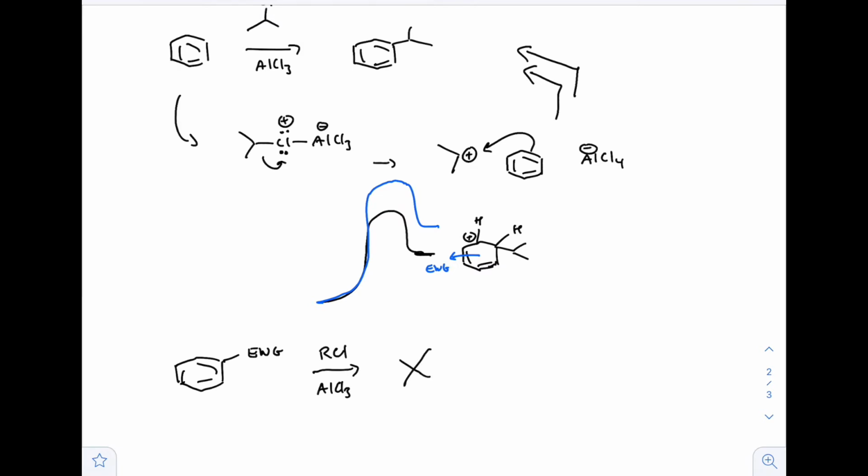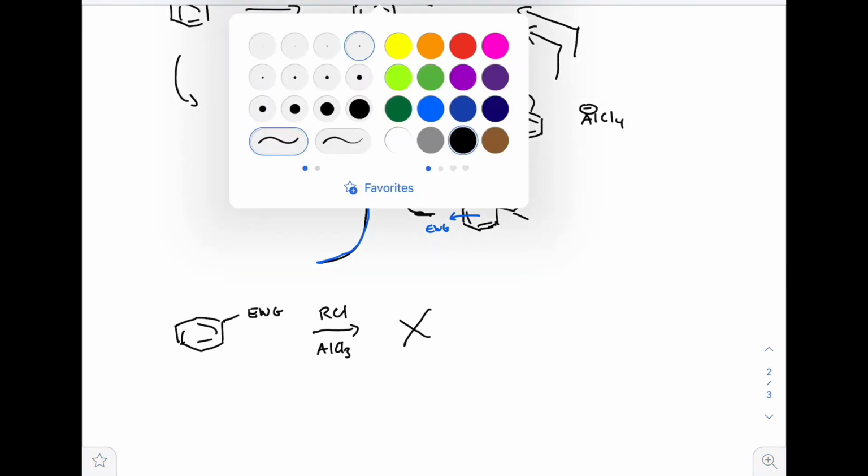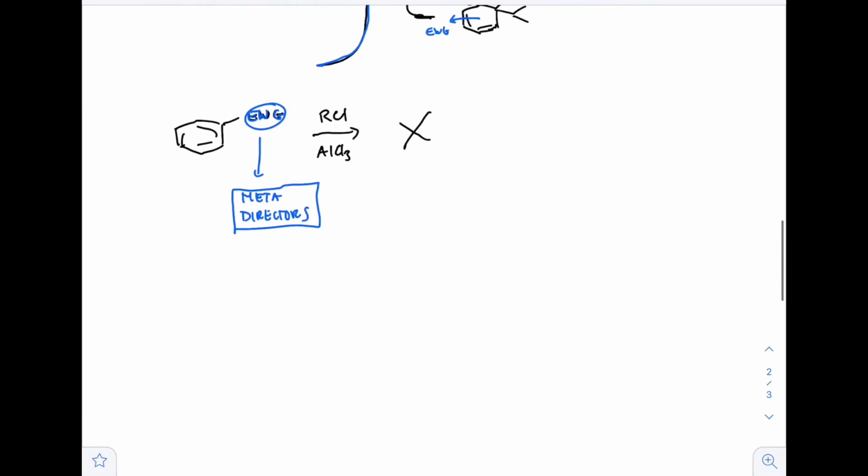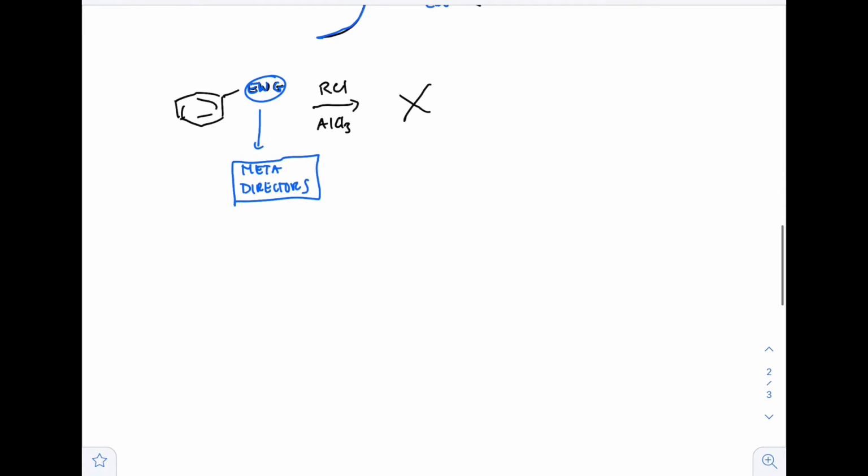This will not proceed because the presence of that electron withdrawing group raises the energy of the intermediate to the point where we cannot overcome that activation energy, and it's just too unstable. And so we aren't able to do Friedel-Crafts alkylation when we have electron withdrawing groups, specifically meta-directors. So everything below the halogens, right? Your carbonyl groups to your nitro groups to your ammonium groups, like all of those bad boys.